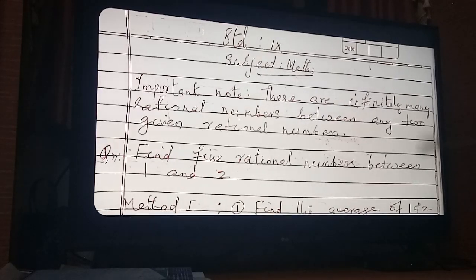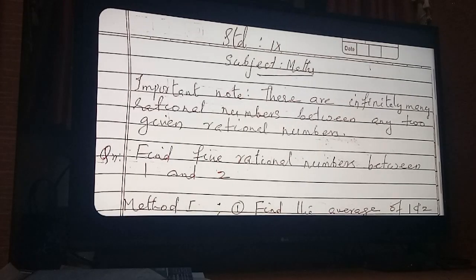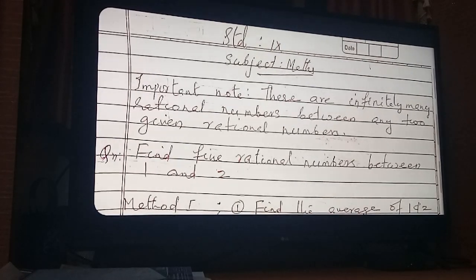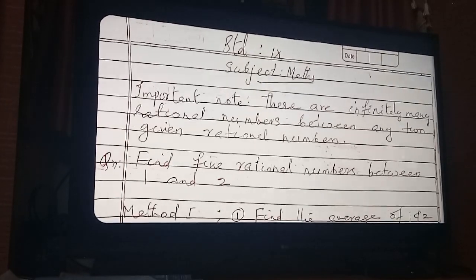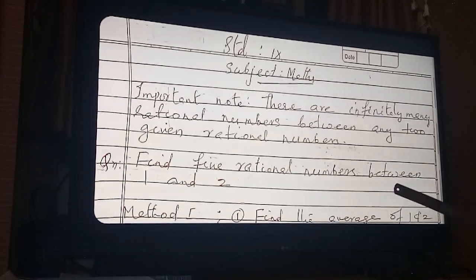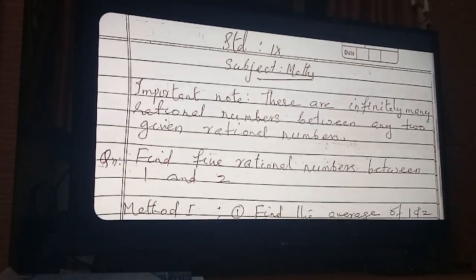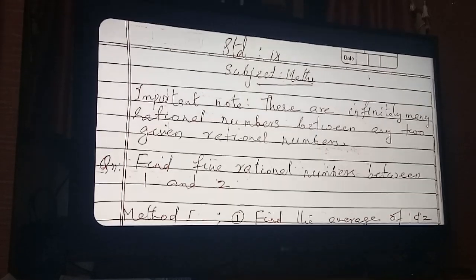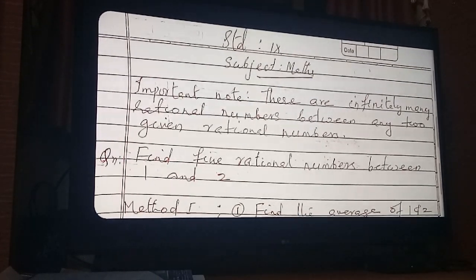There are infinitely many rational numbers between any two given rational numbers. For example, we can take any two rational numbers. Think of two rational numbers yourself. One rational number is 1, the second rational number is 2. In between 1 and 2, many rational numbers are there. You think first yourself, then I will say.